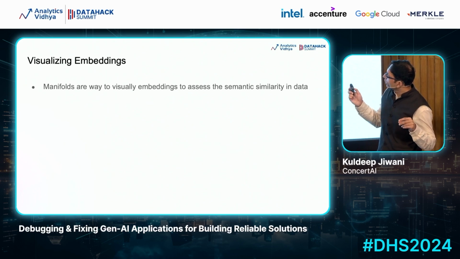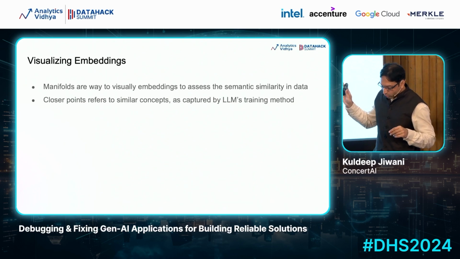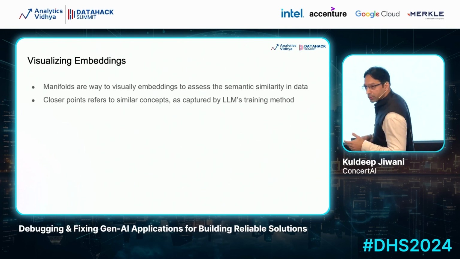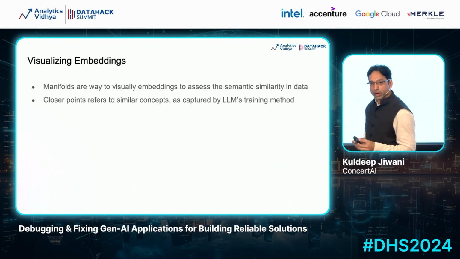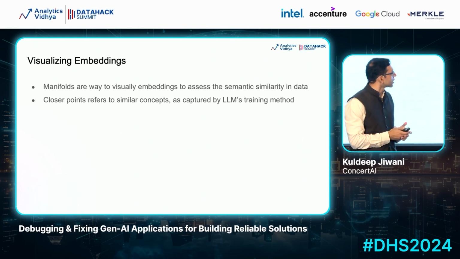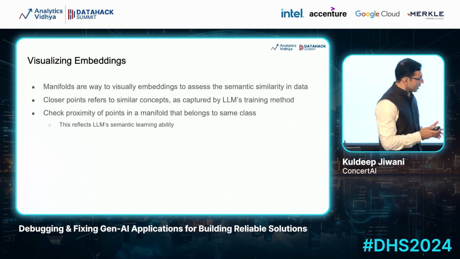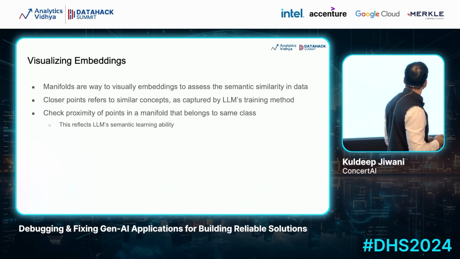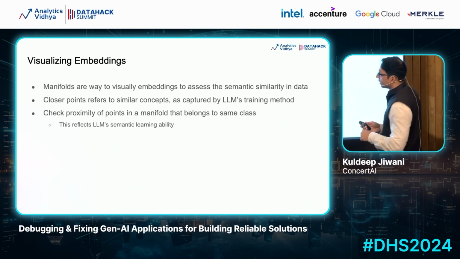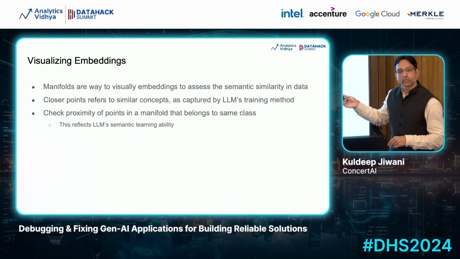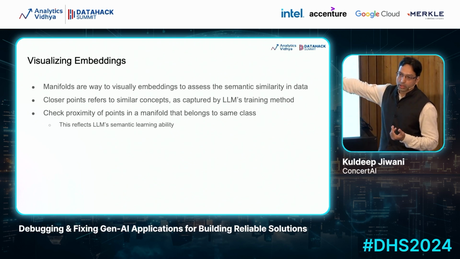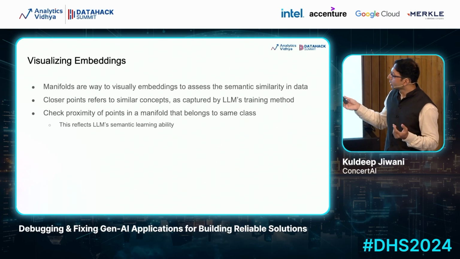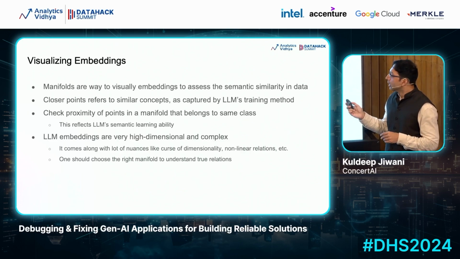That's why when you look at manifolds, there is one good property: the closer points show similar concepts. We want that to happen so that we know which vectors we want to be closer and which we want to be far apart. So basically we can check the proximity, right? In the manifold, the points which are closer are of interest to us and they should belong to the same class. This also tells the embedding model's semantic function, right? Like I was telling you about the medical domain, it was making the medical sentences closer, but others far apart. So you can check your own domain to see how that is working for you.